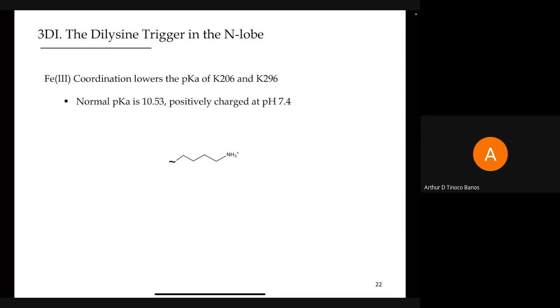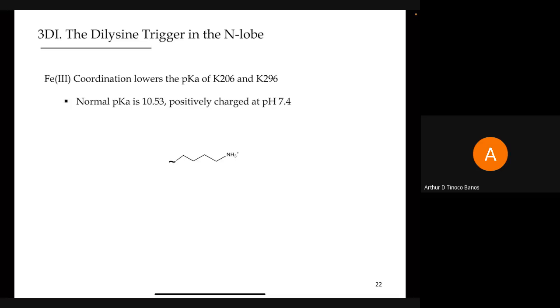All right, so focusing on the N lobe, as I mentioned to you, there are two really important lysines, and they basically facilitate what is known as a dilysine trigger, and that is a trigger that helps to facilitate opening of the lobe. So let's talk a little bit about what happens due to iron coordination. The iron coordination to the metal binding site results in a lowering of the pK of both lysines. Keep in mind, the iron is not coordinated to either one of the lysines. These lysines are simply in the vicinity of the coordination site. But nonetheless, the structural changes that result have an impact on the pKa of these lysines.